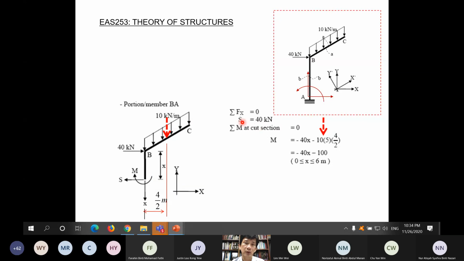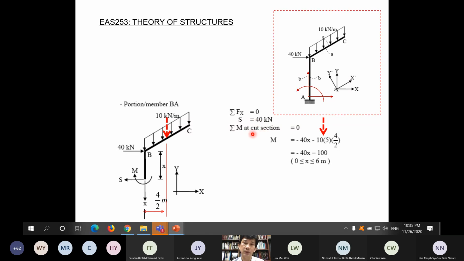Now, for shear, this is originally acting vertically, because we are interested in shear in this member now. So we do not have to decompose them into perpendicular and parallel. Just use them as they are in the original directions. This one is in the vertical direction, so it does not affect the shear. The only thing affecting the shear is this 40. So S is 40, constant, positive.